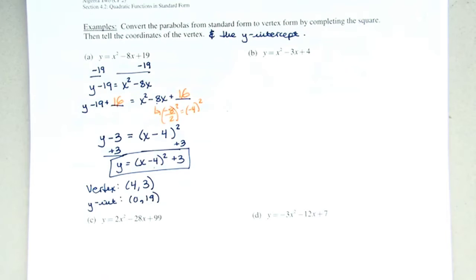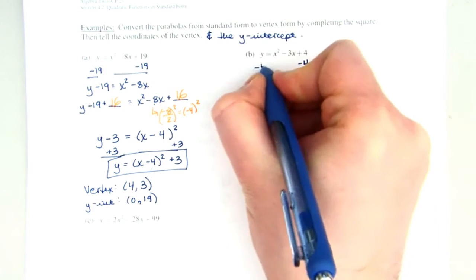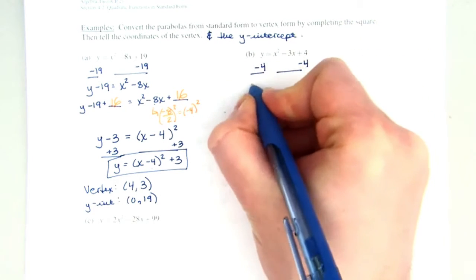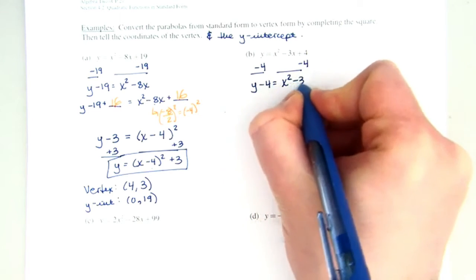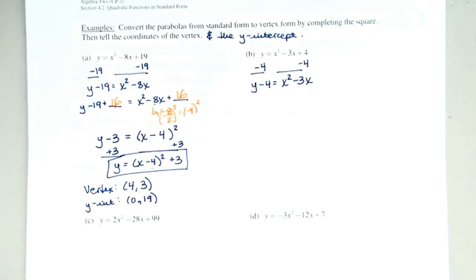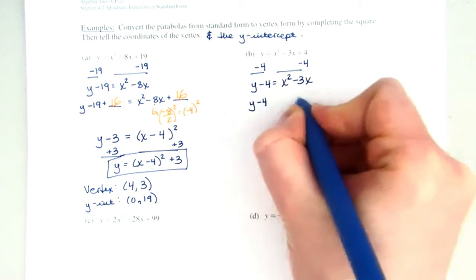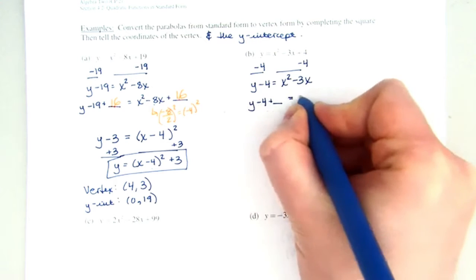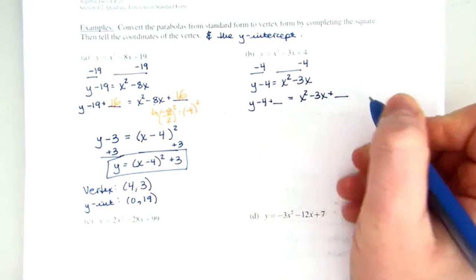One more that I want to do together. Letter B. We're going to subtract 4 from both sides. So minus 4, y minus 4 equals x squared minus 3x. I now need to complete the square. Oh yeah, this might be a little fraction-y.